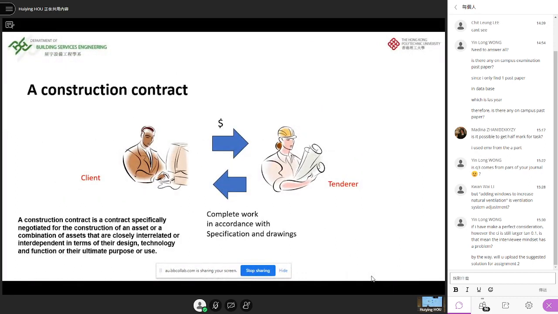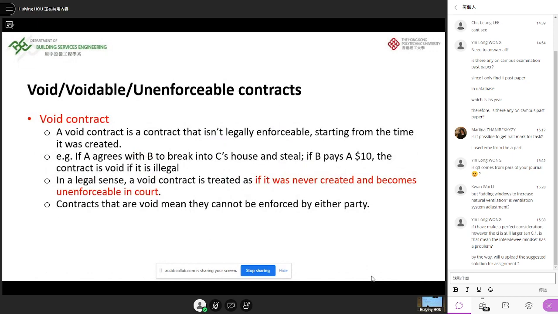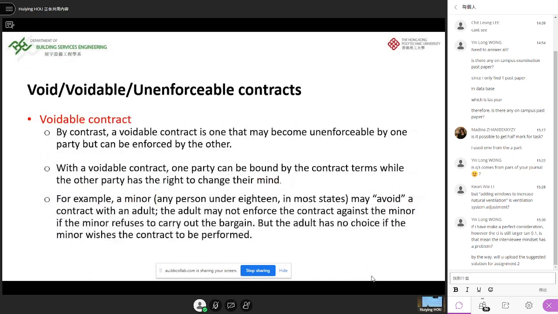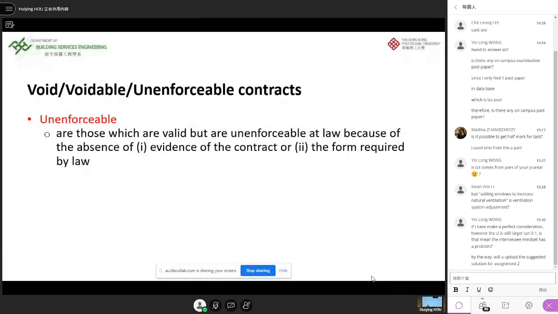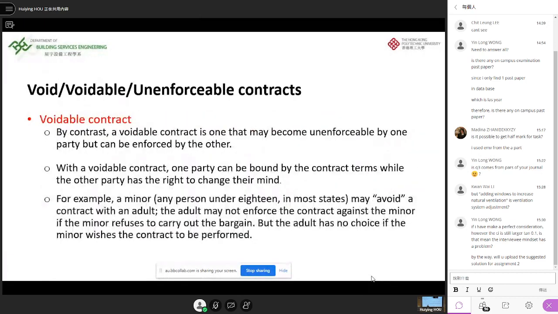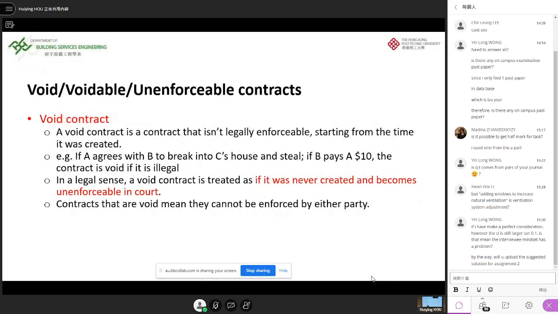And then I talk about specific contract. I talk about construction contract, which is also building contract. And also I talk about void contract, voidable contract, and unenforceable contract. Well, to save you some time, my suggestion is no need to memorize them. Now I'm not talking about the exam, okay? Well, actually, you need to master the knowledge of this, but no need to memorize them.